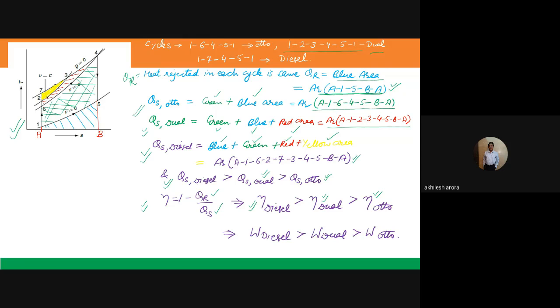Then in a similar manner, you can write the expression for the work. Because the efficiency of the diesel cycle is maximum, its work is going to be maximum, followed by the dual cycle, followed by the Otto cycle. So this is how we can go about it. Is it clear to you? Any questions on this?